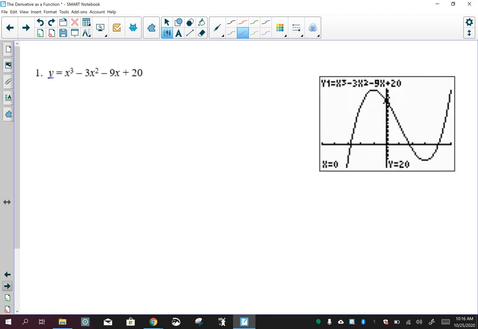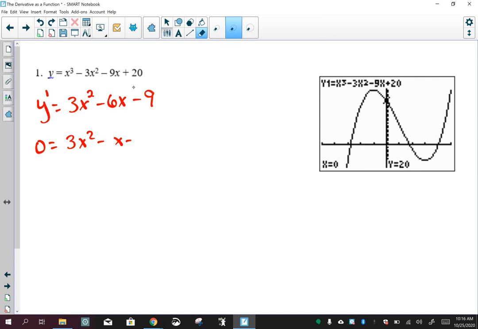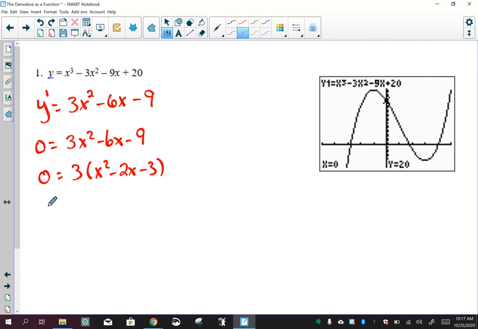So first thing I want to do here is find the derivative. So I've got y prime is 3x squared minus 6x minus 9. I want to set this equal to 0. Nope, I wrote 3x. That's supposed to be 6x. And then I'm going to factor. Pull out a 3. And then I'm going to factor again. It's x minus 3, x plus 1.